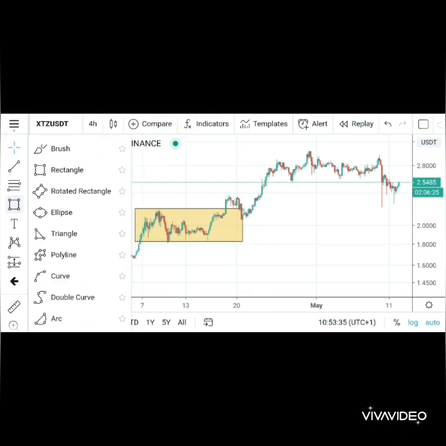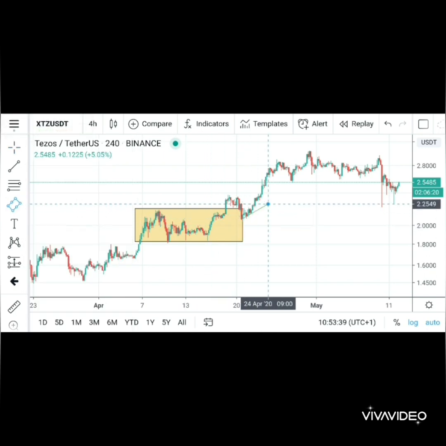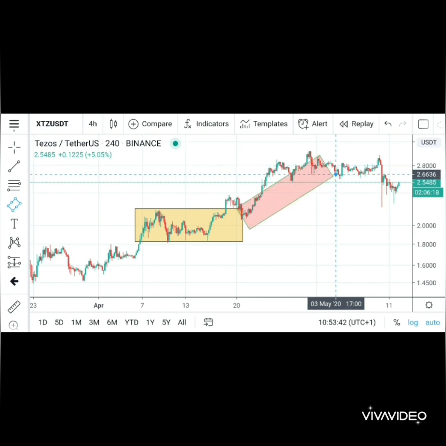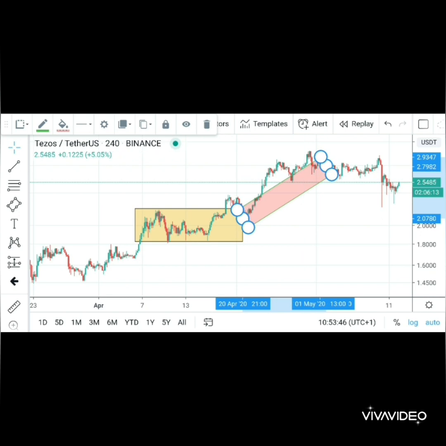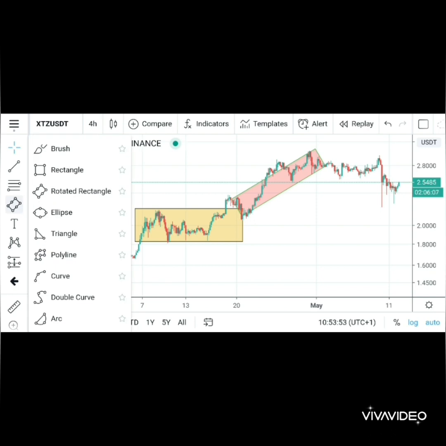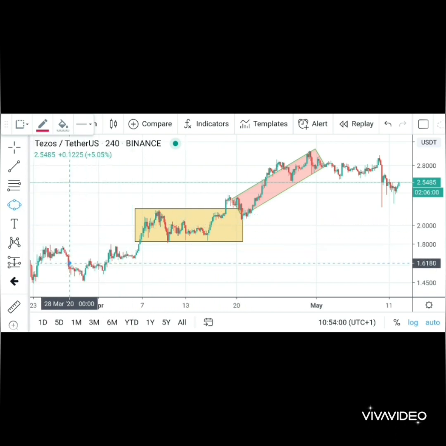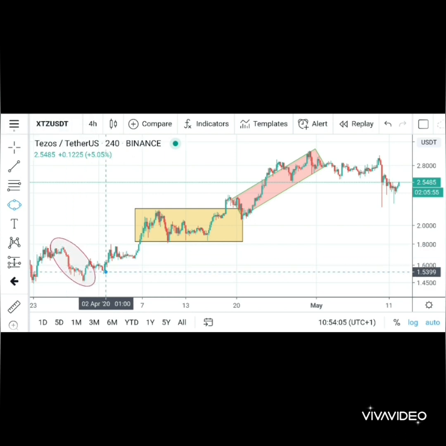Then which other one is there? Rotated rectangle. You use this one to draw something like a line like this. That's how you basically use this one. I'm just showing you examples. You use your ellipse to highlight an area. If you want to circle out an area, you can just use your ellipse.